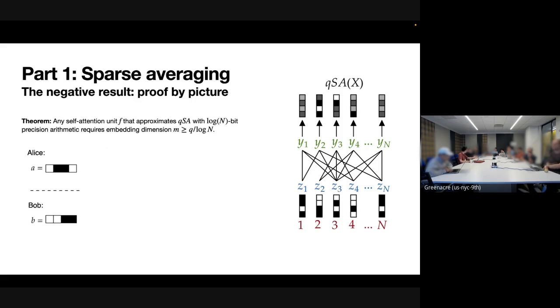And for the sake of simplicity, I'm making NB4. So what they're going to each do is encode it: Alice is going to encode her input into the y's, and Bob is going to encode his input into the z's. The y's tell you what to average together, and the z's are the things that you actually average together.